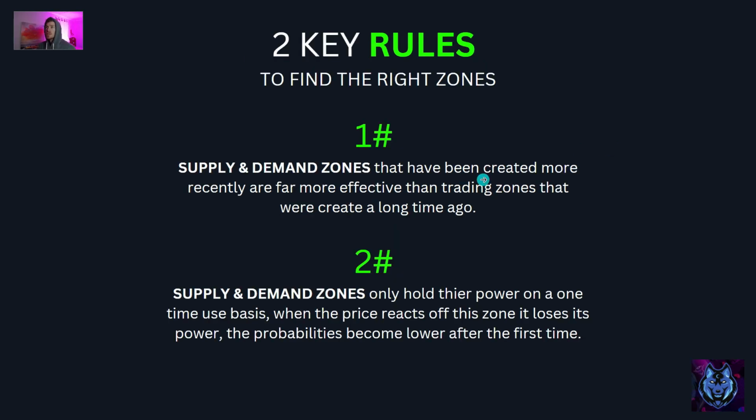Two key rules to find the right zones. Number one, supply and demand zones that have been created more recently are far more effective than trading zones that were created a long time ago. Number two, supply and demand zones only hold their power on a one-time use basis. When the price reacts off this zone, it loses its power. The probabilities become lower after the first time.